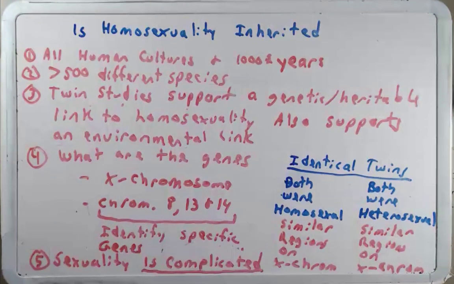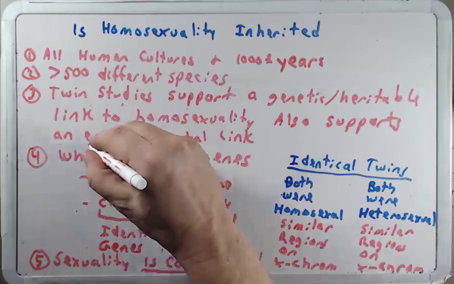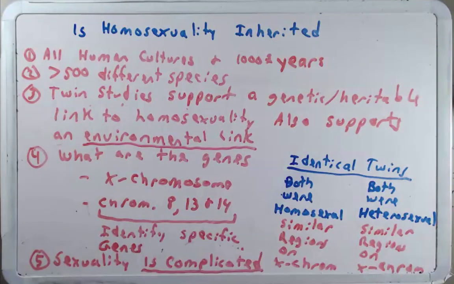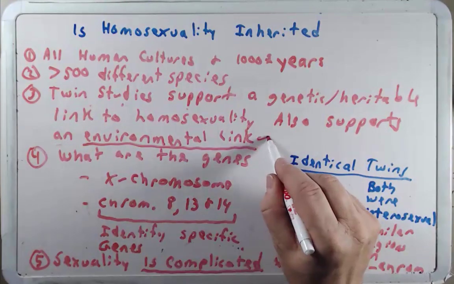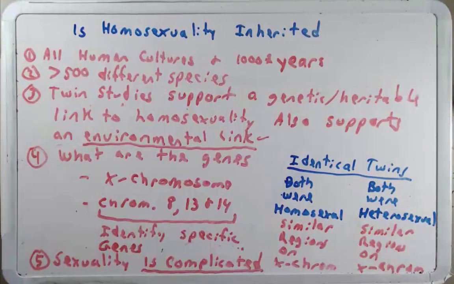It's not just one gene. It's a whole series of genes, some of which we know about and some of which we don't know about. We also know that there is an environmental link. And we haven't clearly identified what those could be. There are some suggestions out there, but we still don't know all of that. So we have a lot more to learn. However, what we can be sure of is that there is a genetic link and there is an environmental link to being homosexual or being heterosexual.